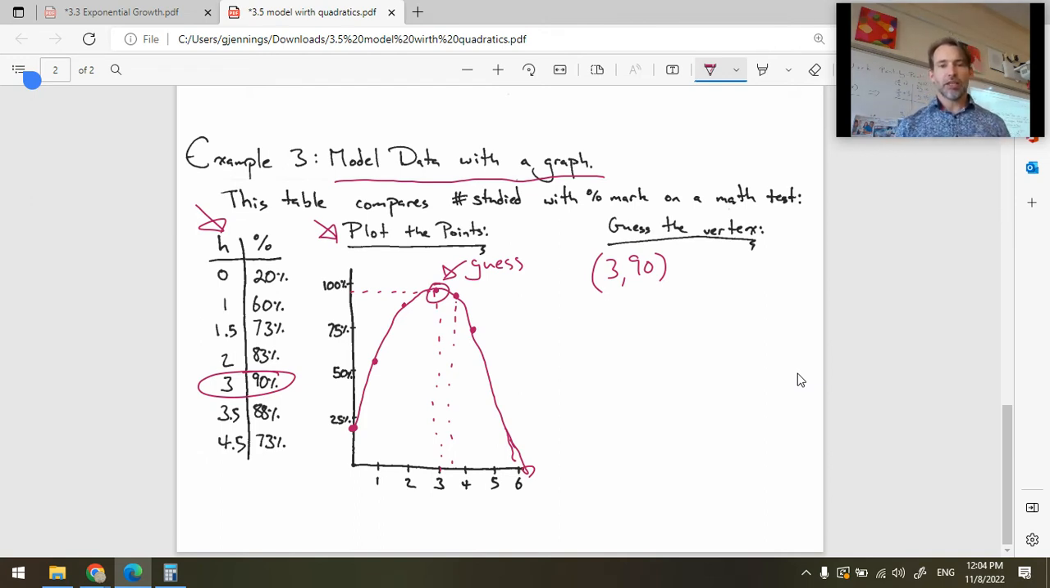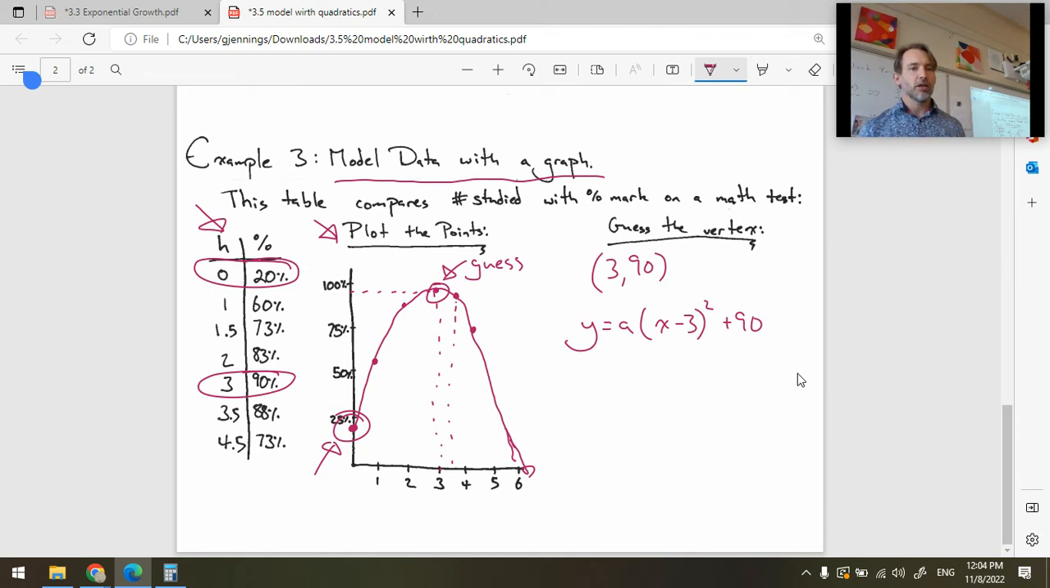So if that's the vertex, then this is some kind of quadratic that looks like this: y is equal to, I don't know the stretch factor yet, a times (x minus 3) squared plus 90. Then take some other point. We could take that point there. Sure. Let's use this point here to find what our a value is. So our next step, after we guess the vertex, is to use one of the other points to find the equation of this graph.